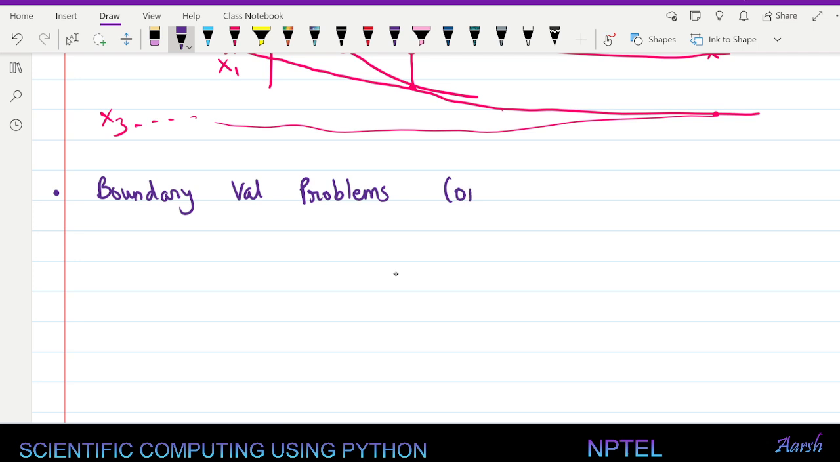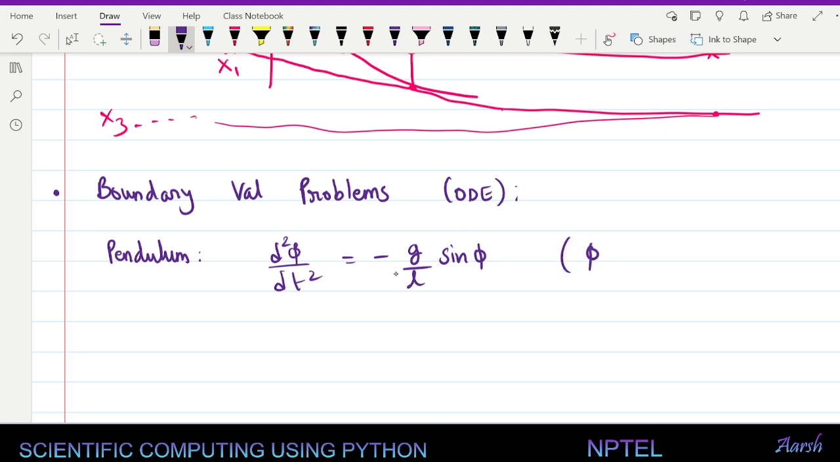For ODE, right? And the idea is simple. There was one example which I really liked, which was the pendulum, because we can imagine it. And the equation is d2 phi by dt2 is minus g over L sine phi. Generally what we are given is phi of 0, the initial angle, and phi dot of 0, the initial velocity.